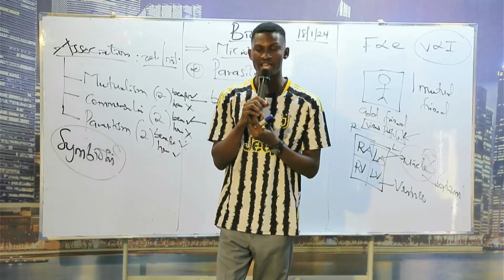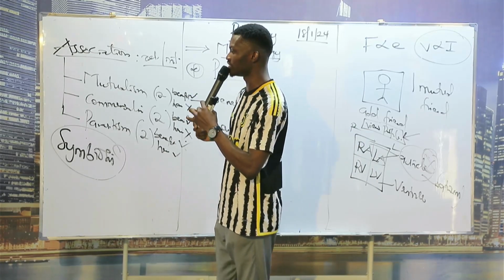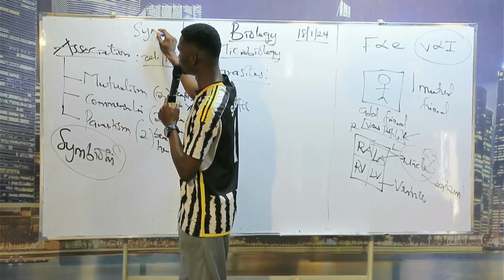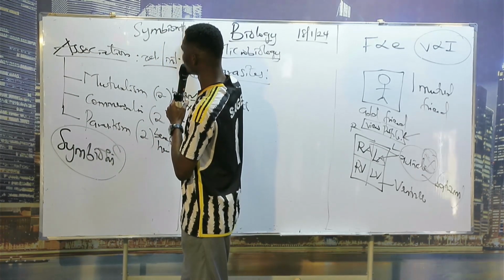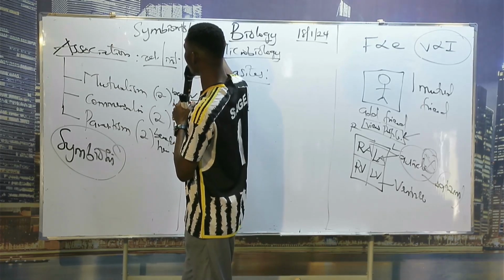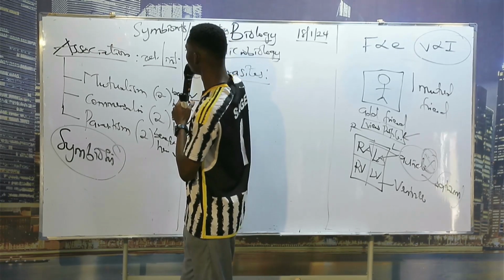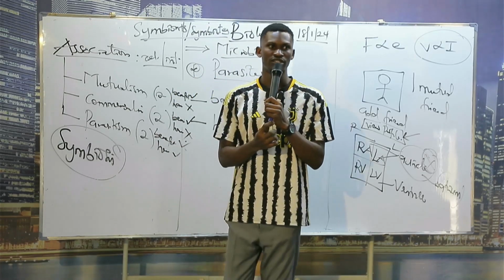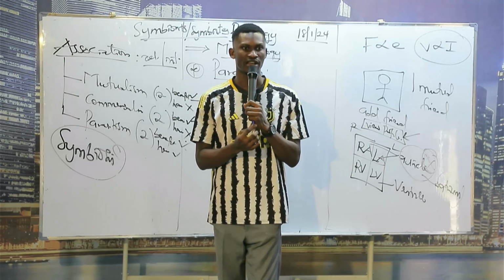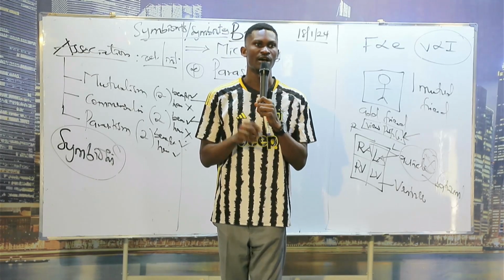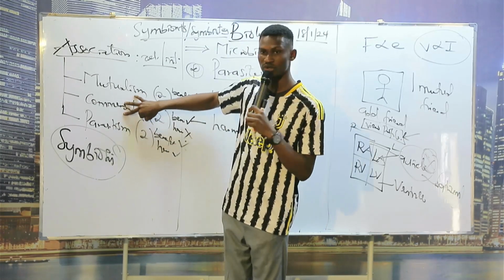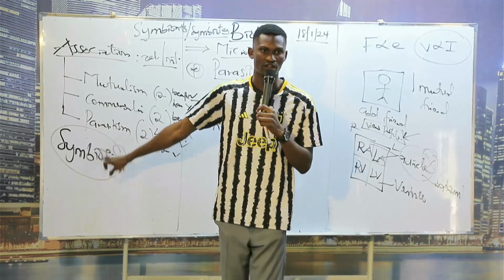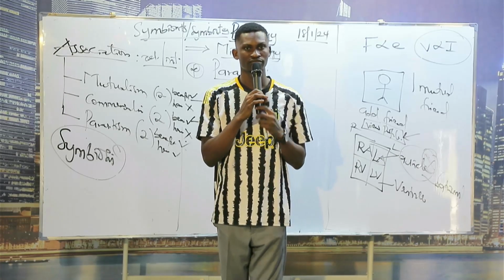Okay, so in other words, the organisms that are involved in symbiosis, we call them symbionts or symbiotes. Now, how many types of symbiosis do we have? The same thing we have here. We have how many types of association? Three. You also have three types of symbiosis.